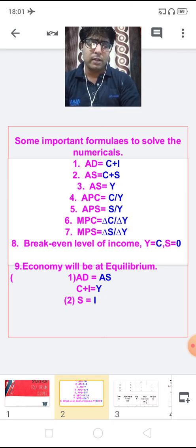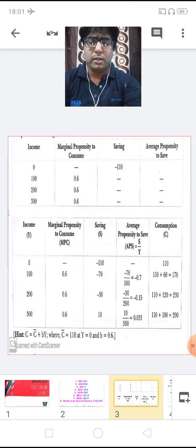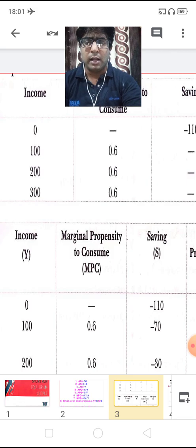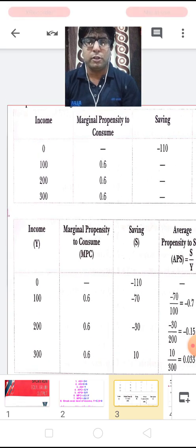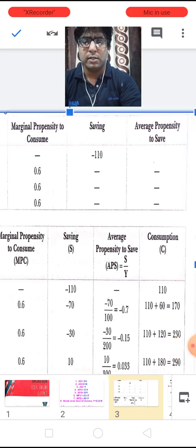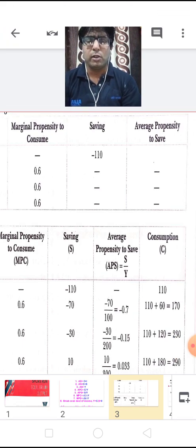Now let us start with our first numerical. So children, here in this question we are given the income as 0, 100, 200, 300, and the marginal propensity to consume is 0.6. It means that we are going to spend 60% of our additional income on consumption, and the value of savings is given to us, it is minus 110 at zero level of income.